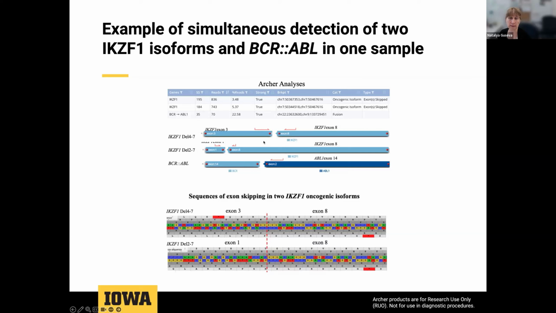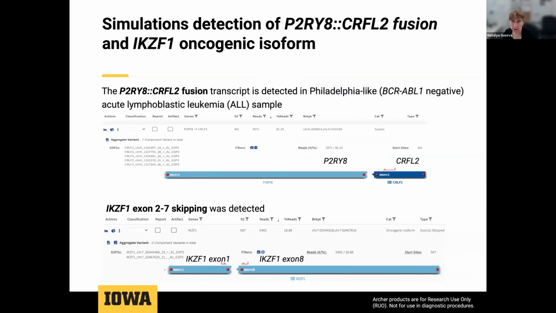And this is an example of simultaneous detection of these isoforms. This is like two isoforms in one sample, and also BCR-ABL in the same sequencing run. And another example in this sample, we observe a simultaneous detection of CRLF2 fusion and IKZF1 exon 2-7 skipping, which might be important for prognosis.